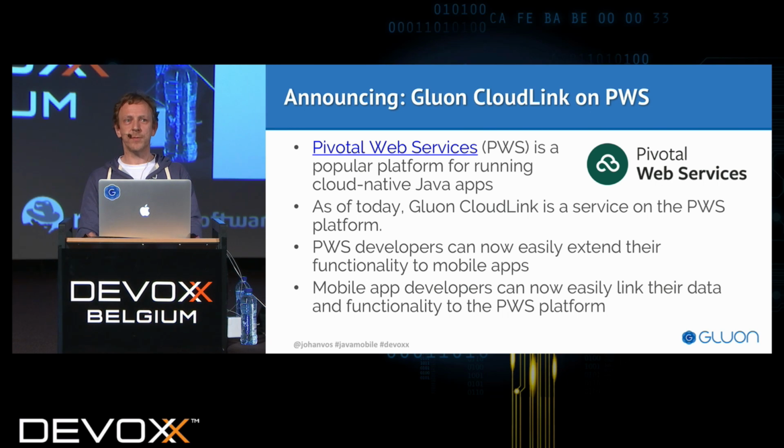So we are extremely happy that Pivotal wants to have Gluon CloudLink, and it allows mobile developers to easily share their mobile data with everything created with PWS. And it also allows existing PWS users to share their functionality with new mobile applications. So if you create an enterprise application and you want to run it on mobile, then this is, I think, a great solution for you.